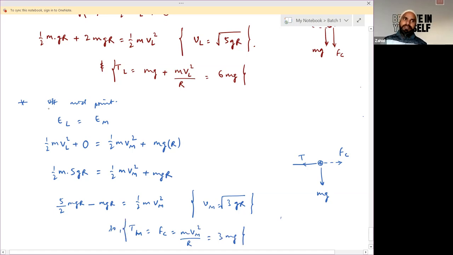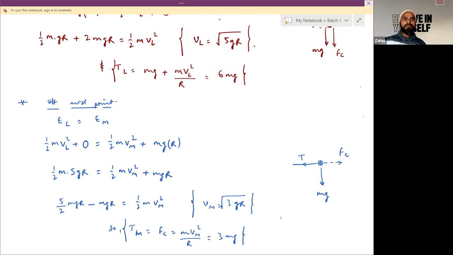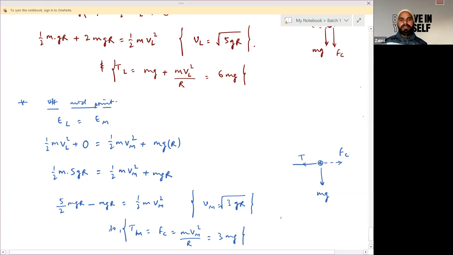So you have to remember these three terms, that is velocity at lowest point, midpoint, and highest point. I'm giving one shortcut formula to remember all this, okay? Just write it down.